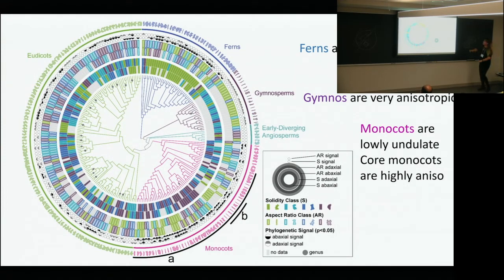Interestingly, monocots, which is where maize lies, actually have a high phylogenetic signal for being lowly undulate, or for having a high solidity value. So they shouldn't, maize is a weirdo in that it's undulating at all. Most of those monocots tend not to undulate at all. So it's a question about what species you choose to look at when you're trying to model something.